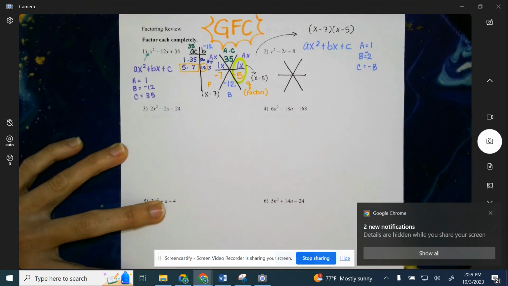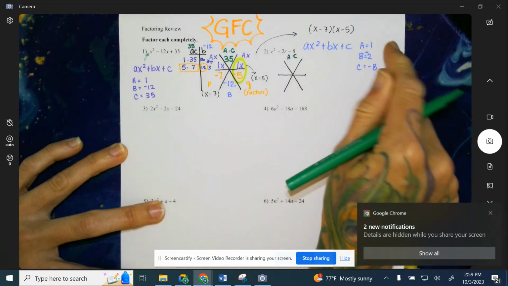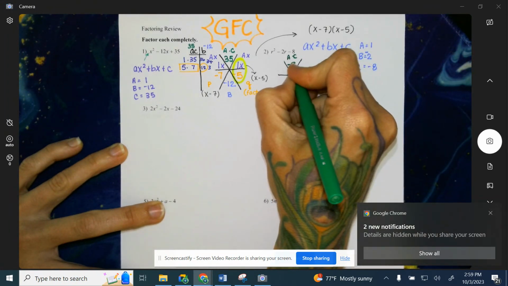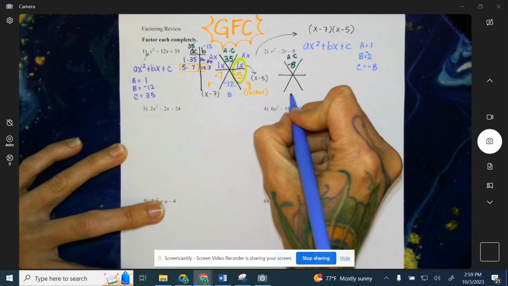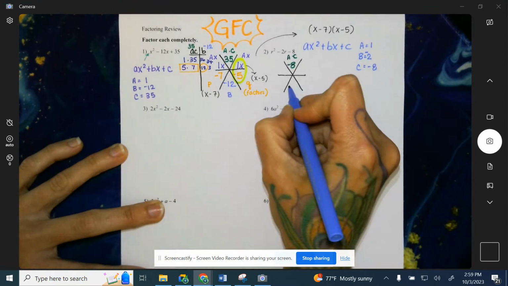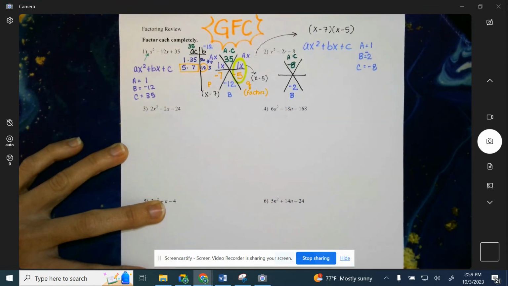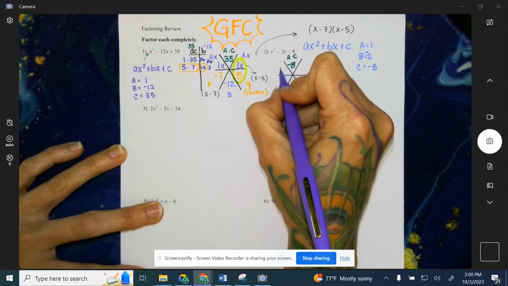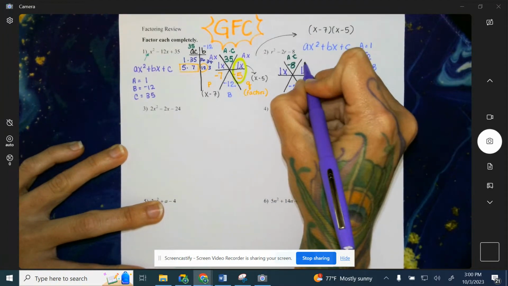So A times C goes on the top. That's 1 times a negative 8, so that's going to be a negative 8. B goes on the bottom. B for bottom. It's going to be a negative 2. And then 1, in this case A, so A times X. So 1X, 1X. Whatever the A value is.